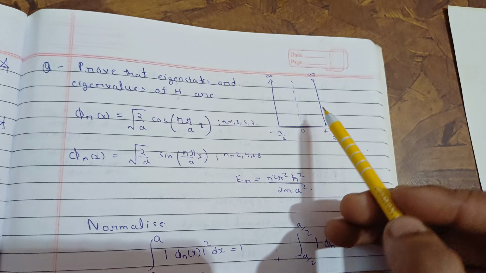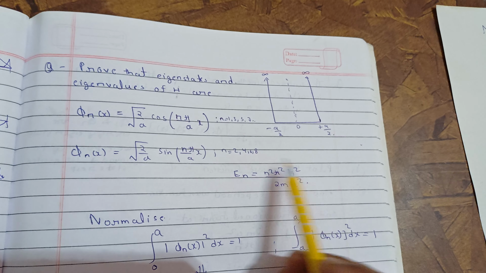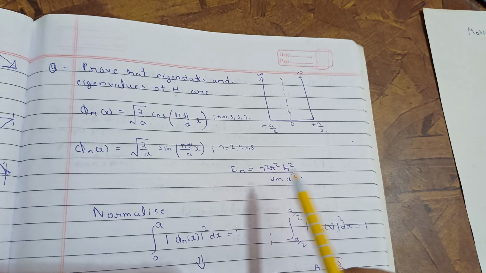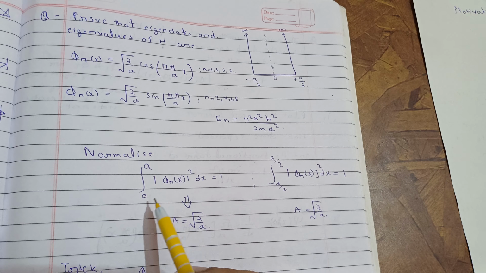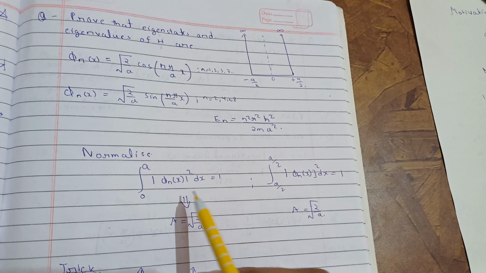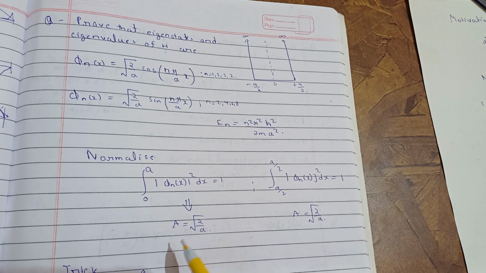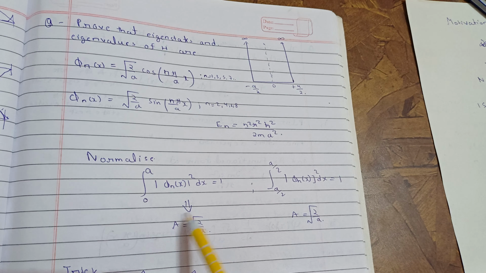So this is the symmetric case, and these are your eigenstates, and the eigenvalue will remain the same as it was in the asymmetric case. And how to normalize? You know how to normalize for the asymmetric case: the integral from 0 to a of phi n squared dx. Just put it equal to 1, and you will get the value of A, that is root 2 by a. This will remain the same.